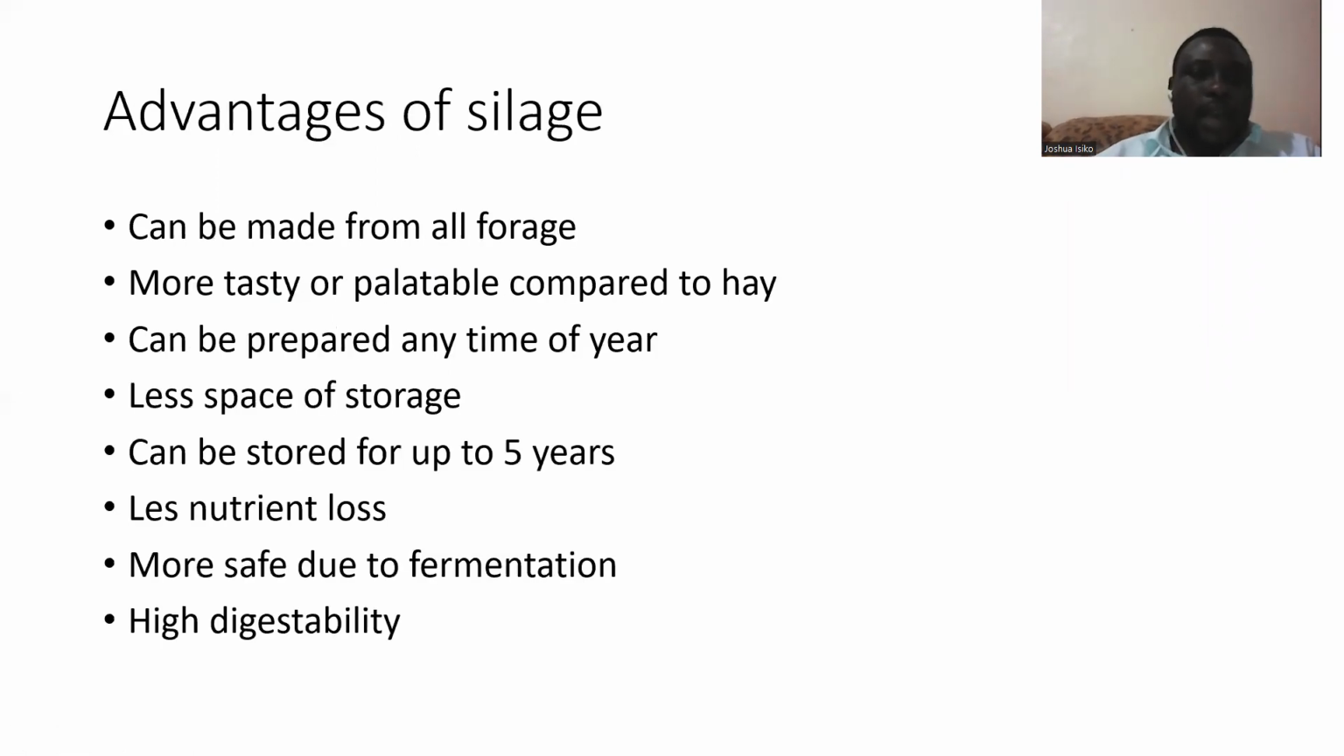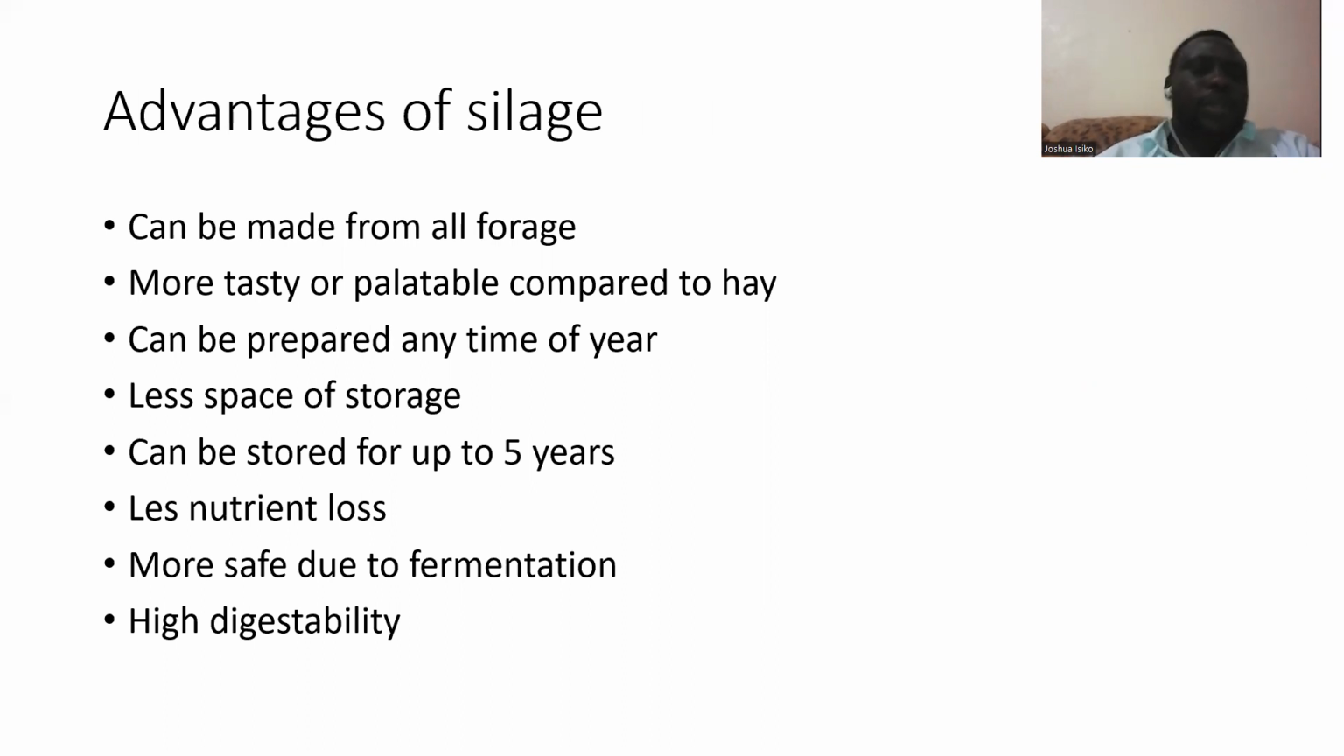Advantages of silage: it can be made from all forages, and it is tasty and palatable compared to hay. It can be prepared any time of the year.